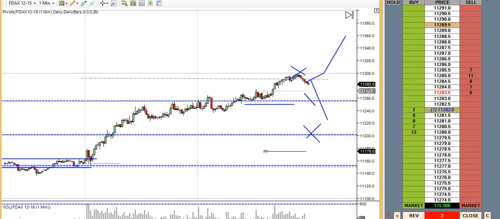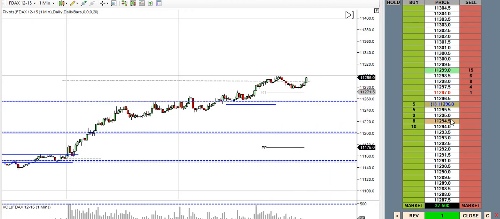Target filled. Okay, so I closed the short position for a small profit. I opened a small position of one lot.